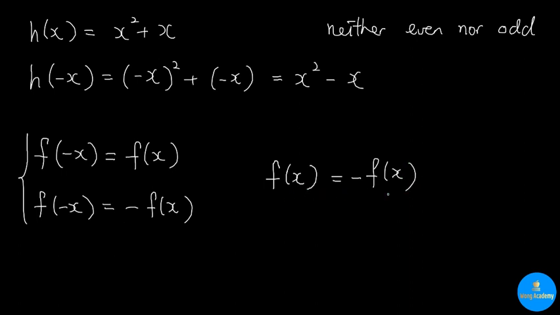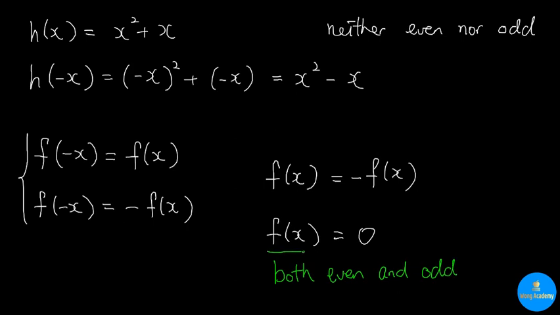The only number that is equal to negative of itself is 0. So we have no choice but f of x is equal to 0 for every input x. Therefore, we have just proved that the only function that is both even and odd at the same time is the constant zero function.